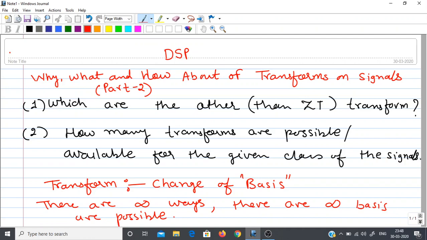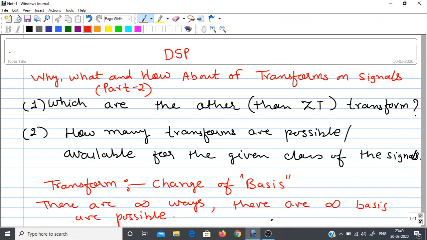So now I will address what are the other transforms other than the Z transform. The bases which we select for representing a signal depend upon, number one, the class or the type of the signal, and number two, the application at hand. So the various available transforms will depend upon type and application.